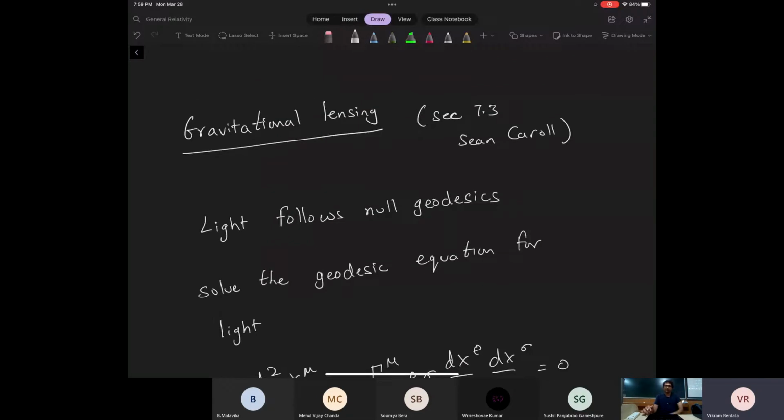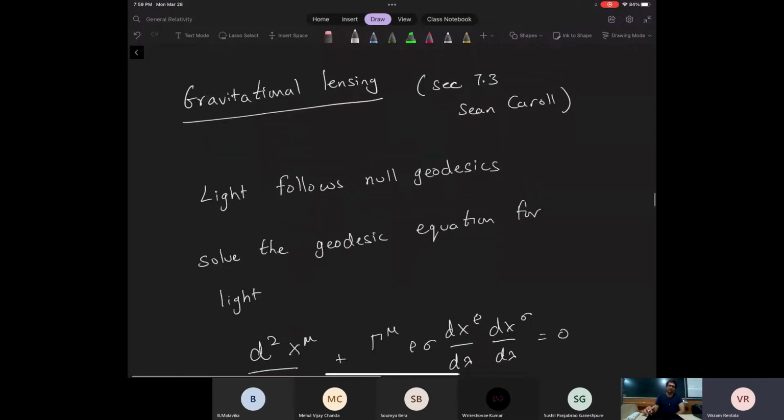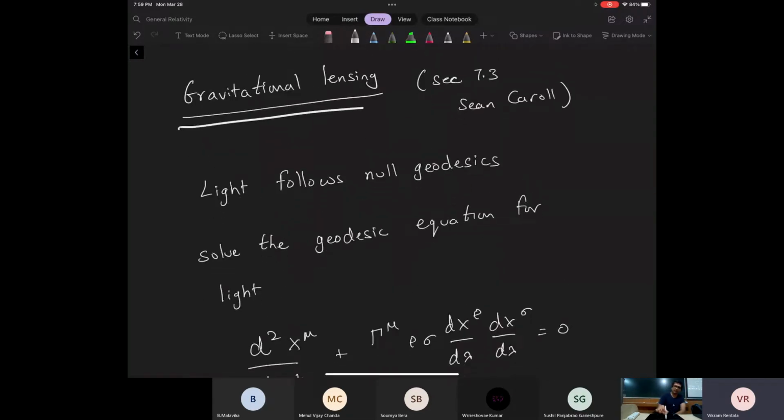Finally, let me come to the last thing that I'll discuss today. This is a third effect that you can see in the linear approximation. We've already encountered two new effects: even though general relativity in the linear approximation predicts Newtonian gravity, it also predicts these other things. So it's not just that you're reproducing Newtonian gravity, you're really making new testable predictions. One of these predictions is called gravitational lensing.